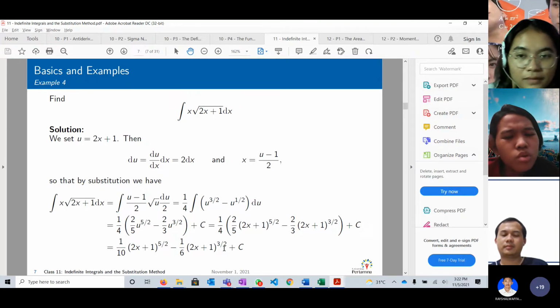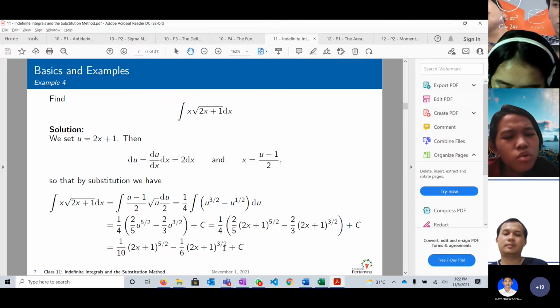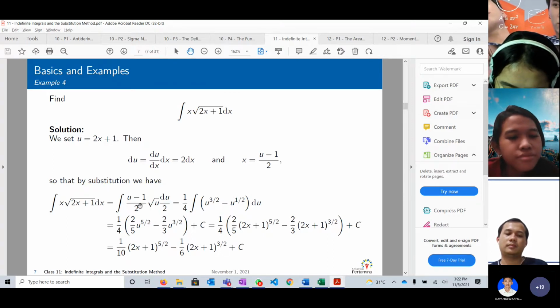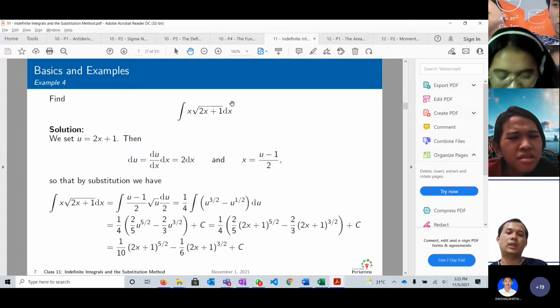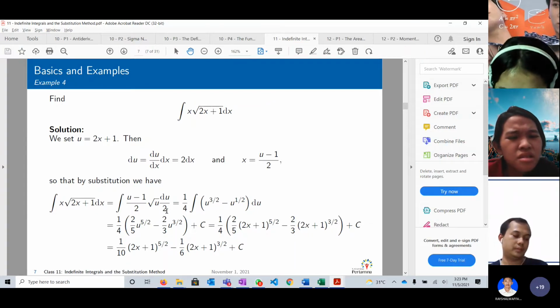Itu, sir, yang habis substitusi itu, sir. Itu kan dia x-nya jadi u ya. X becomes u minus 1 over 2. Over 2 ya. And square root of 2x plus 1 becomes square root of u, and dx becomes du over 2. Ya, it's clear, sir. Cuma agak bingung tadi pas x-nya hilang di substitusi, baru ingat kan ditukar.